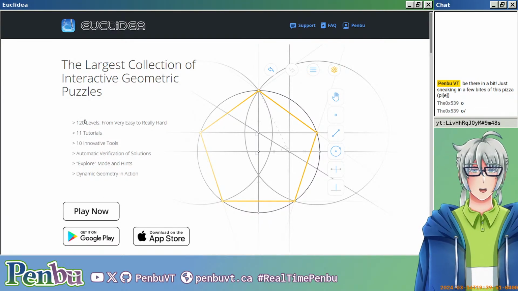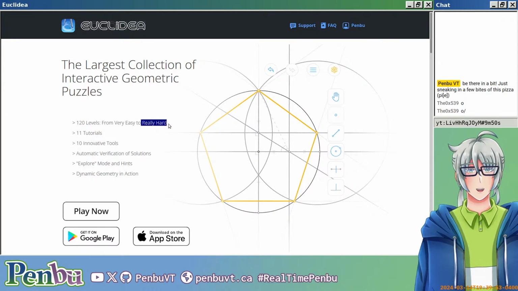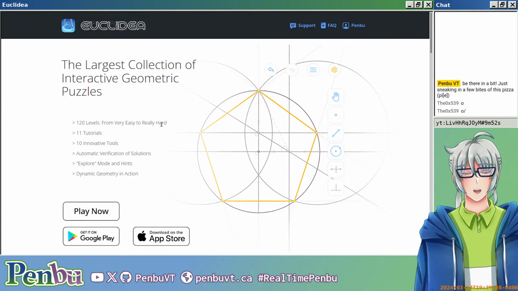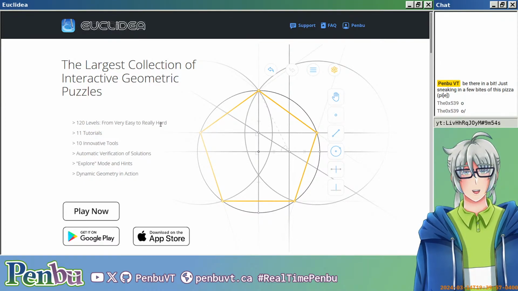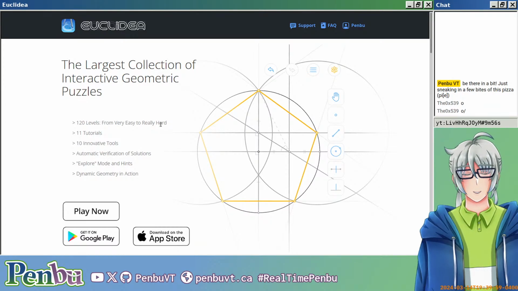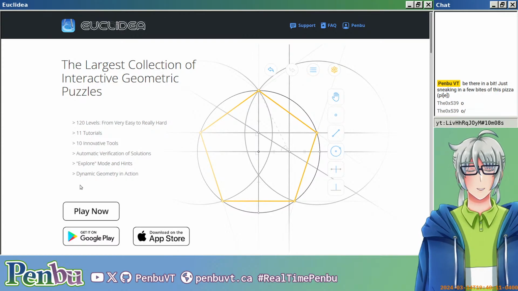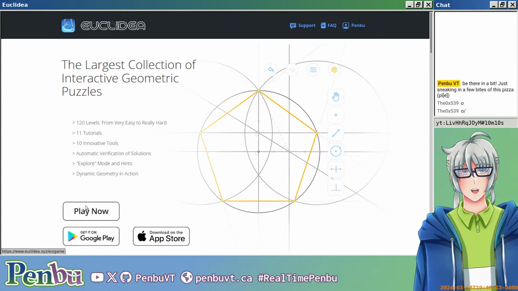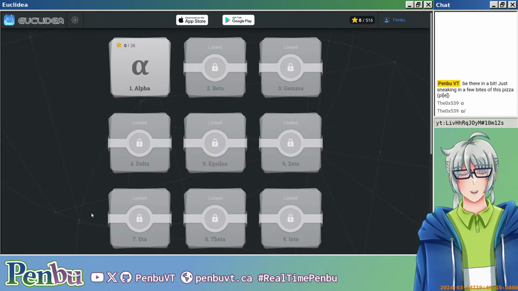So it's 120 levels, from very easy to really hard. And really hard is not an exaggeration. There are some levels here that I have not been able to go through. 11 tutorials, 10 innovative tools, automatic verification of solutions, explore mode and hints, and dynamic geometry in action. So we will see all that. All right, let's get into it.